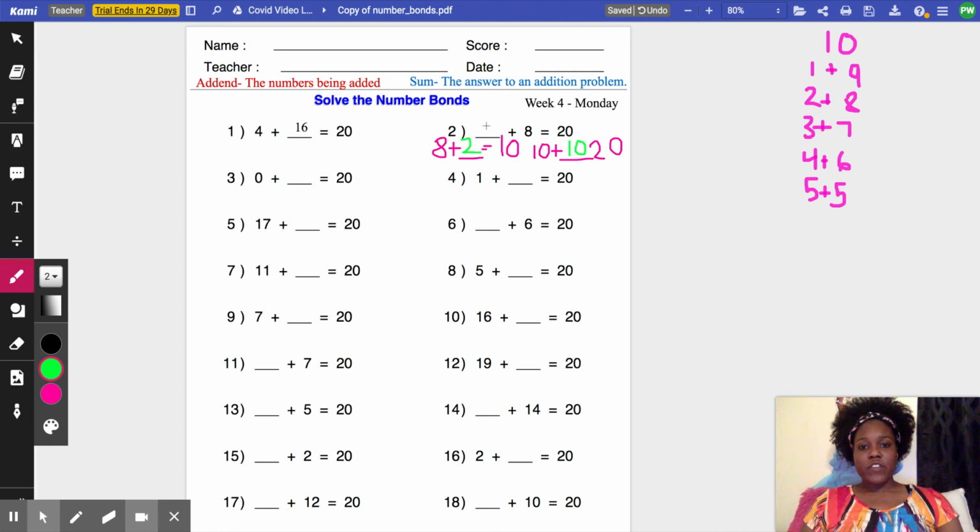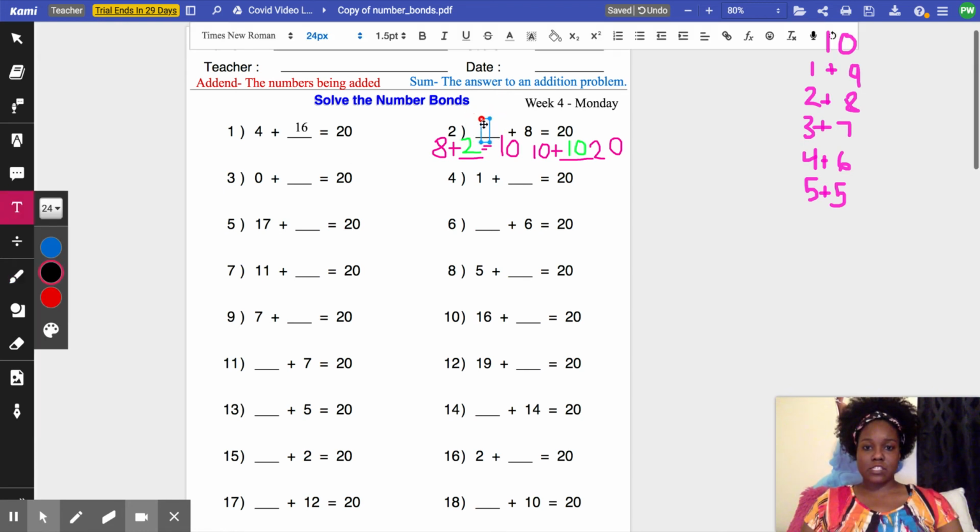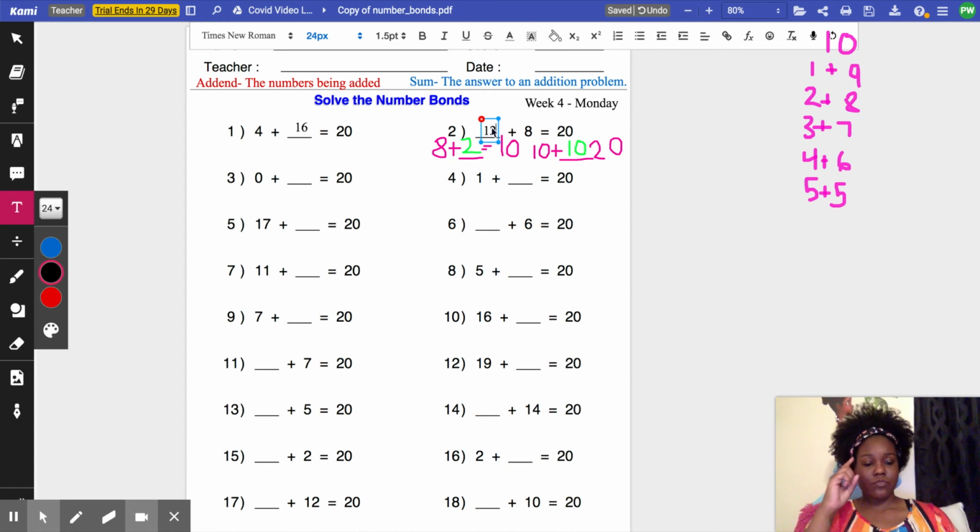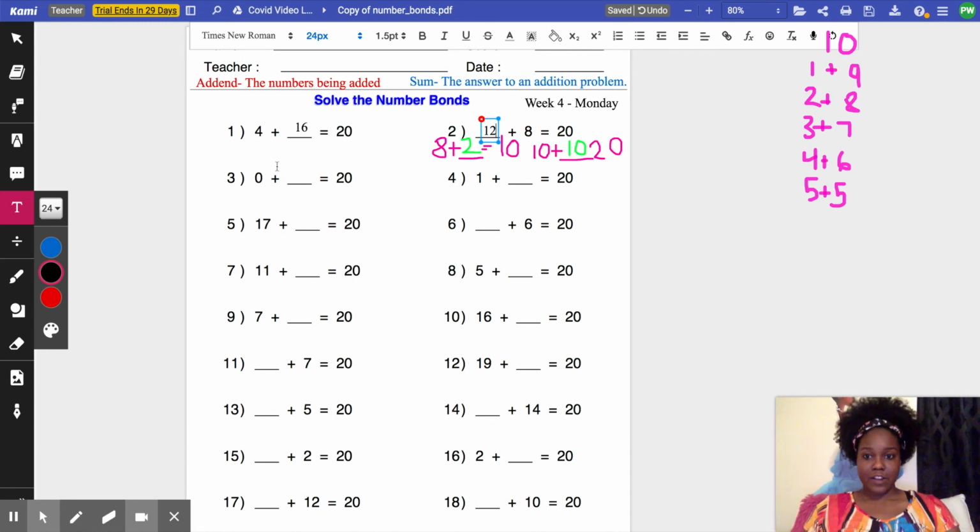So in order to figure out this missing addend, I've got to add my 2 green numbers. I've got to add 2, and I've got to add 10. And 2 plus 10 is 12. So I know 12 plus 8 is going to give me 20. Let's double check. 12 plus 8. 12, 13, 14, 15, 16, 17, 18, 19, 20. That is correct. Moving on to this next one.